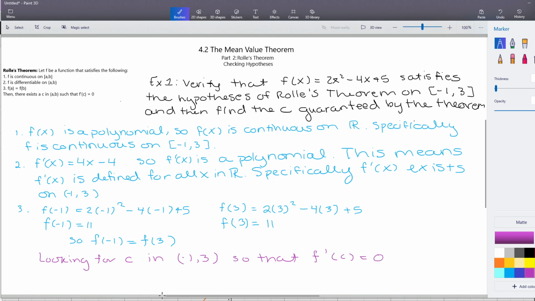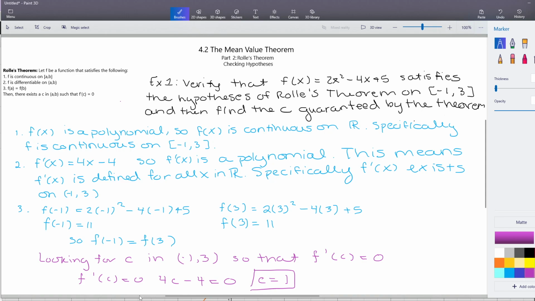Okay, so let's go ahead and find that value. f prime of c equals 0. What is that going to look like for us? We're going to have 4c minus 4 equals 0. So c is going to be equal to 1. So this is the x value, c, that is guaranteed by the theorem.